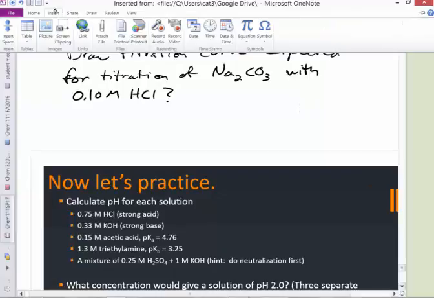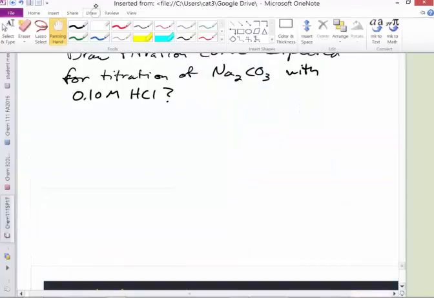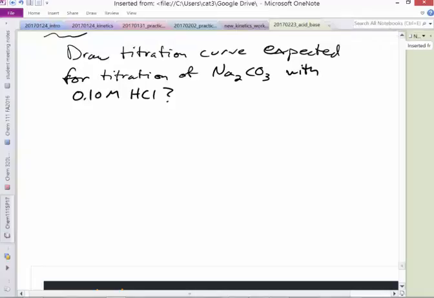Draw the titration curve you expect for the titration of sodium carbonate with 0.1 molar HCl. Titration of means that whatever that chemical is, this is in the beaker. Titration with means that's what's in the burette. So walk me through it. A couple of people got it. What do you expect? What should tell me what to draw?